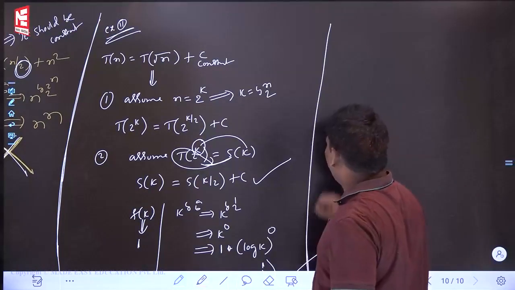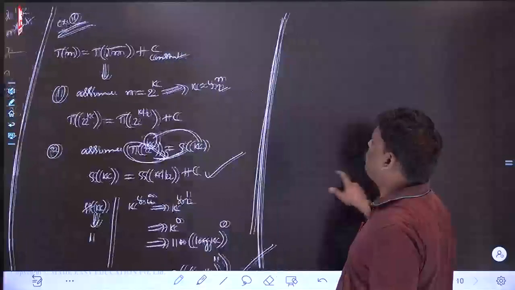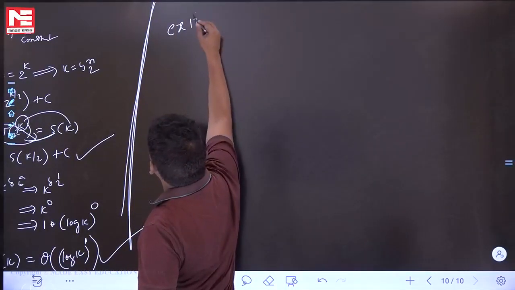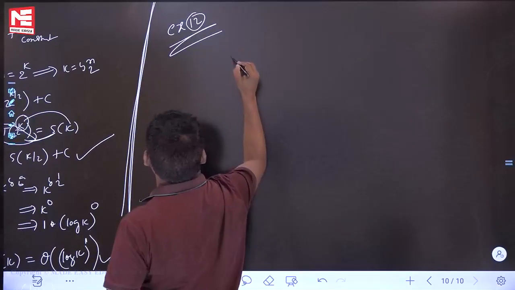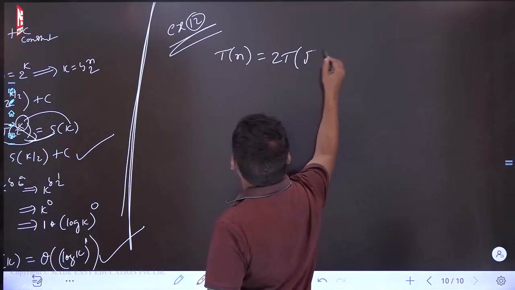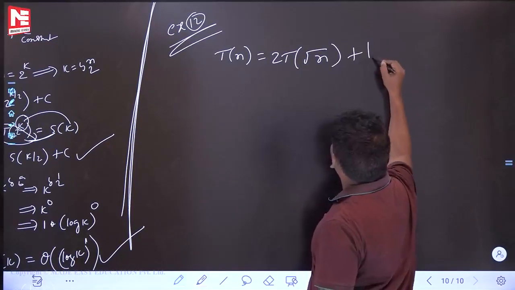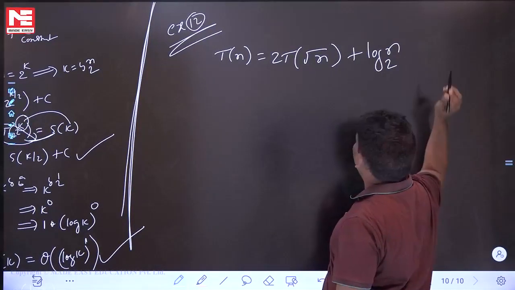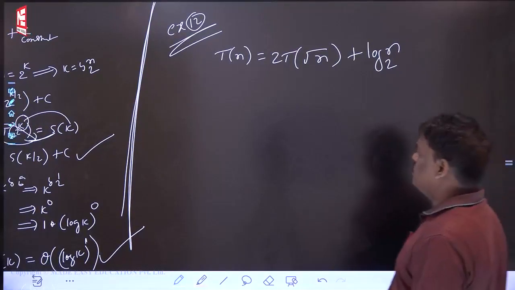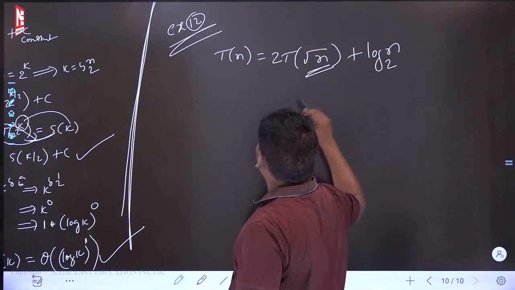One more example with this master theorem. Example 12. See this also, if anyone has even a small doubt about the master theorem. T(n) is equal to 2T(root n) plus log n, any base. T(n) is equal to 2T(root n) plus log n base 2. Root operator is there and I want to apply the master theorem.